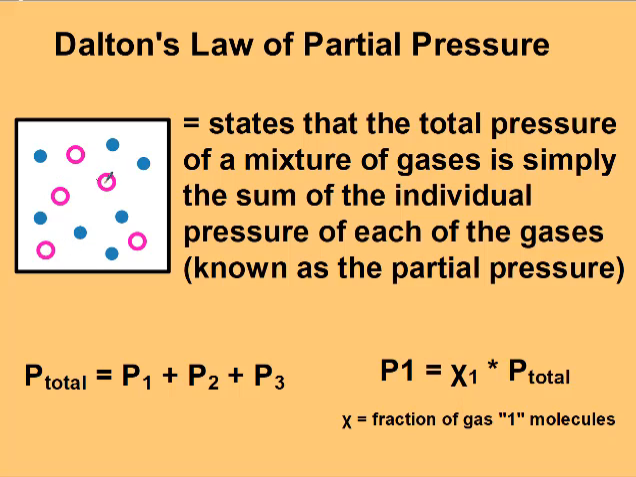I have 1, 2, 3, 4, 5 of whatever the pink one is representing, and 1, 2, 3, 4, 5, 6, 7 of the blue one. So the blue one is going to exert a greater pressure than the pink one would.